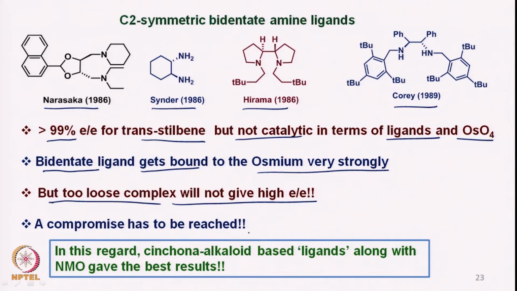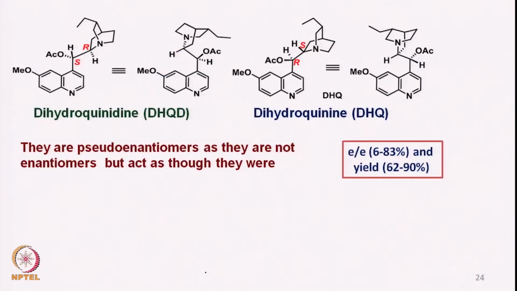So a compromise has to be reached, and in this regard what was found by Sharpless is that cinchona alkaloid based ligands along with NMO gave the best results. NMO was used as a co-oxidant, but the cinchona alkaloids were used as chiral ligands. So these are the chiral ligands which are used in the asymmetric dihydroxylation. One of them is known as dihydroquinidine, the other one is known as dihydroquinine.